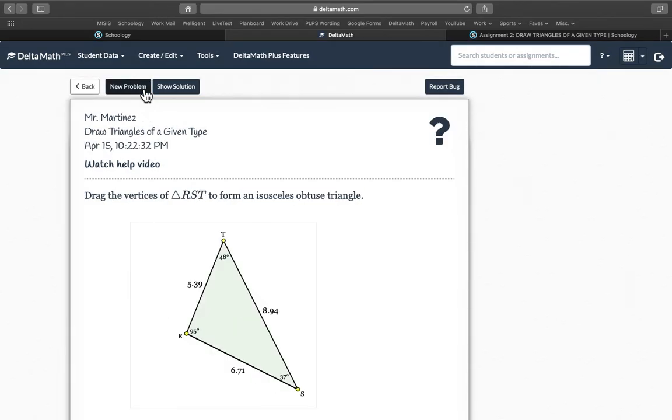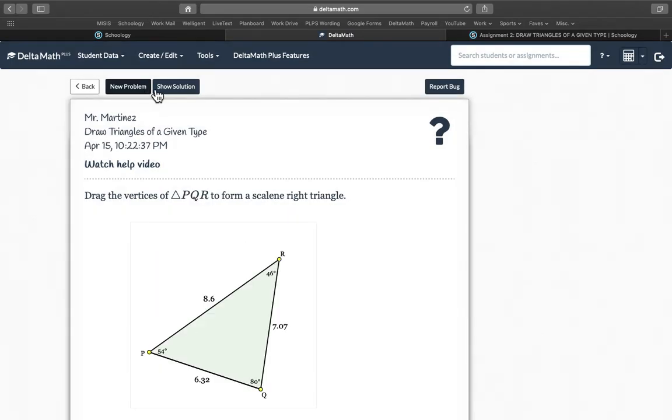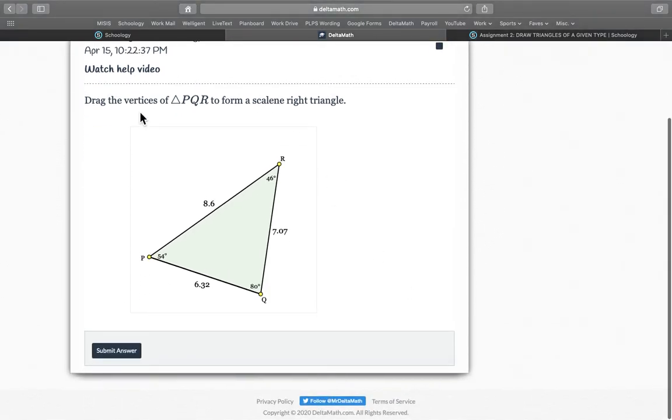Okay, let's do another example here. Let me pull one up that says right. Let's see. There we go. Scalene right. Drag the vertices, the corners, of triangle PQR, to form a scalene right triangle. So let's deal with the scalene part first. If you already know what scalene means, that all three sides are different, then perfect. But if you're not sure, use your notes.